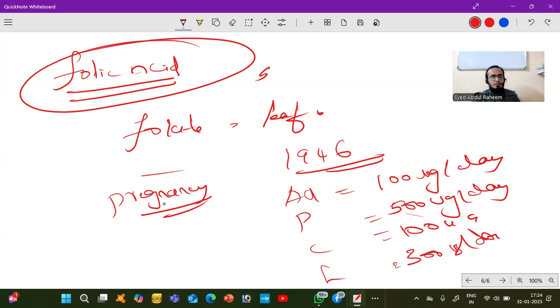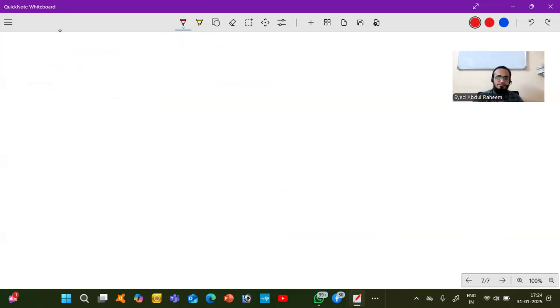But this is very important. Mostly in pregnancy, you need not double, not triple, it is more than 4 times. Okay, so this is very important. It is a multivitamin, required for all of us, but in pregnancy you need no less than 4 times. What is the function? Very important function.